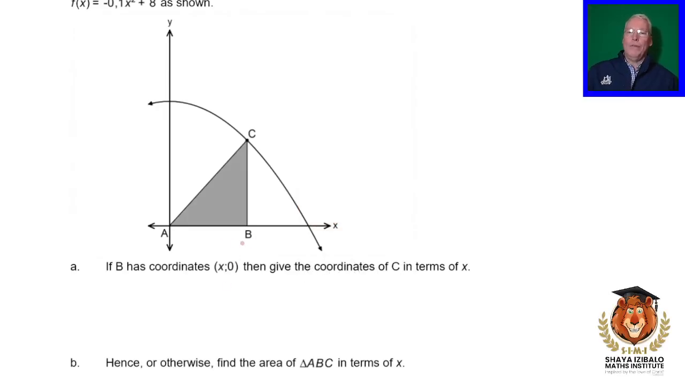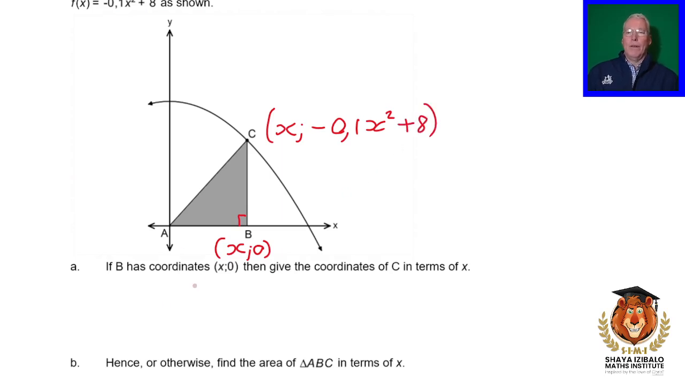Okay, so we're told that B has got coordinates (x, 0). Right, so what will be the coordinates of C? Well, because this is a right angle triangle, this x value will be exactly the same. But we don't want to use y, we don't want another variable. This graph has the equation of negative 0,1 x squared plus 8. So if that's the x value, the y value is negative 0,1 x squared plus 8.